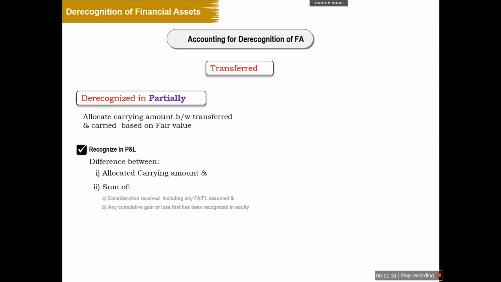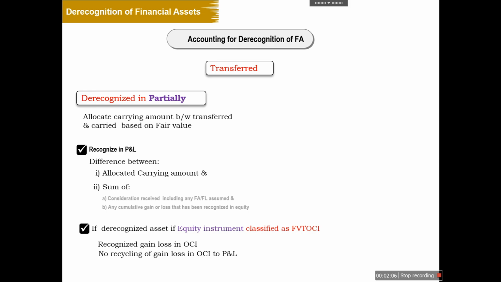We need to recognize in P&L the difference between the allocated carrying amount and the sum of consideration received, including adjustment for FA or FL assumed and any cumulative gain or loss that has been recognized in equity. And if the derecognized asset is an equity instrument that is classified as equity OCI, we need to recognize gain and loss in OCI, and there will not be recycling from OCI to P&L. And similarly, if because of the transfer we have assumed any financial liability or have acquired financial assets or any servicing liability has been generated, we need to recognize the FA, FL or servicing liability in books of accounts.